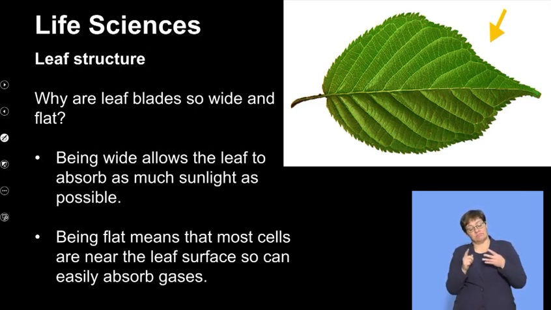Another point is that being flat means that all the cells are close to the surface so that all the cells can get gas. Because from previous years, you should know that for photosynthesis, cells actually need carbon dioxide. And being flat means they can absorb the carbon dioxide easily.